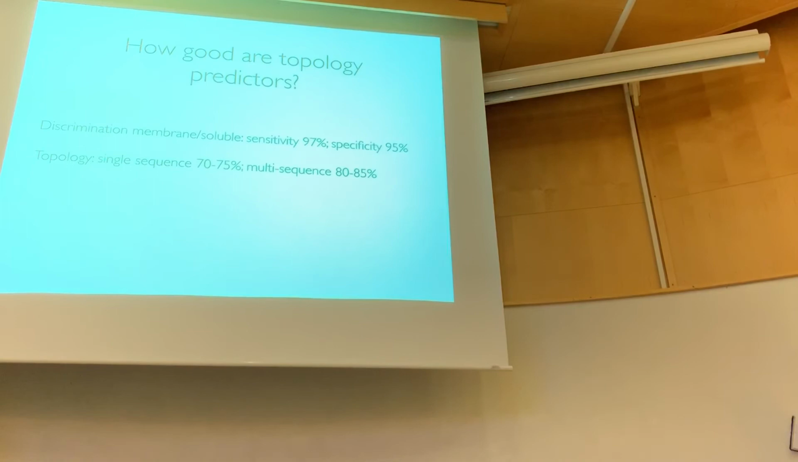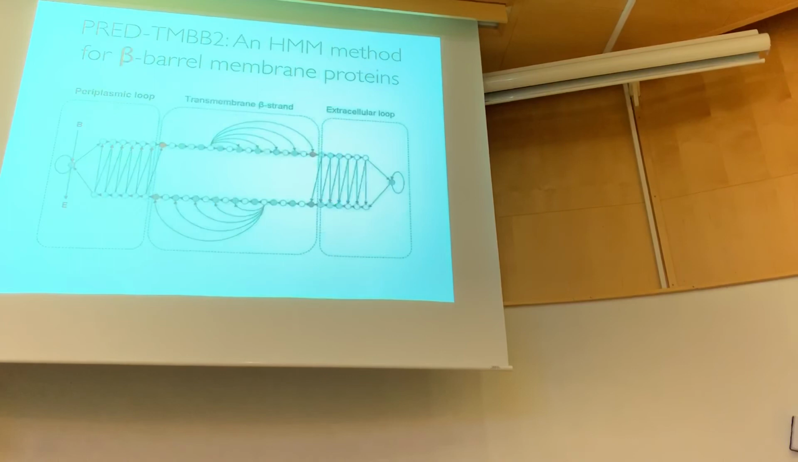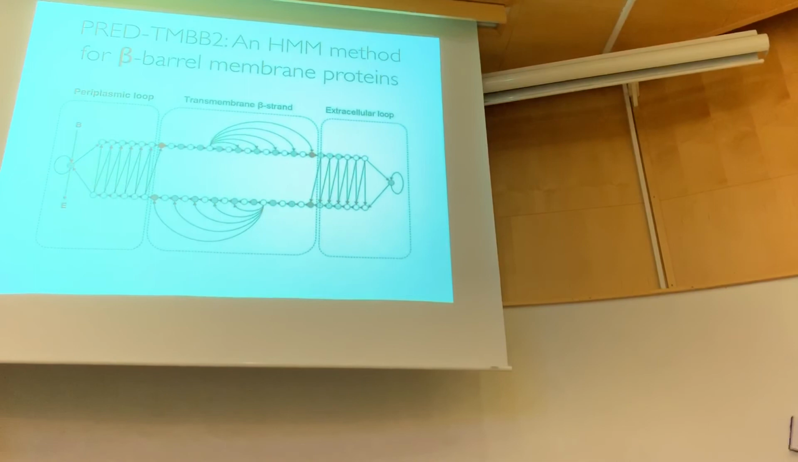So tiny amounts of experimental information, even tiny amounts, can be really helpful in this game. Okay, beta barrel proteins, of course people have tried similar approaches, and here's one. HMM type predictor for beta barrel membrane proteins, where you see again they have these transmembrane extended beta strands now.